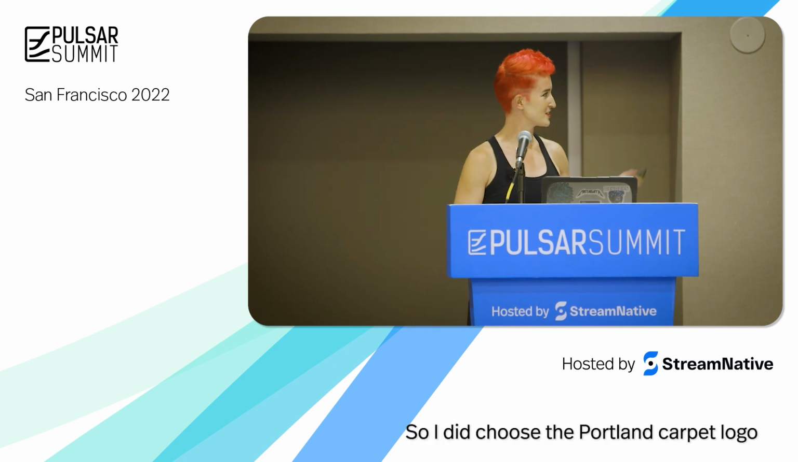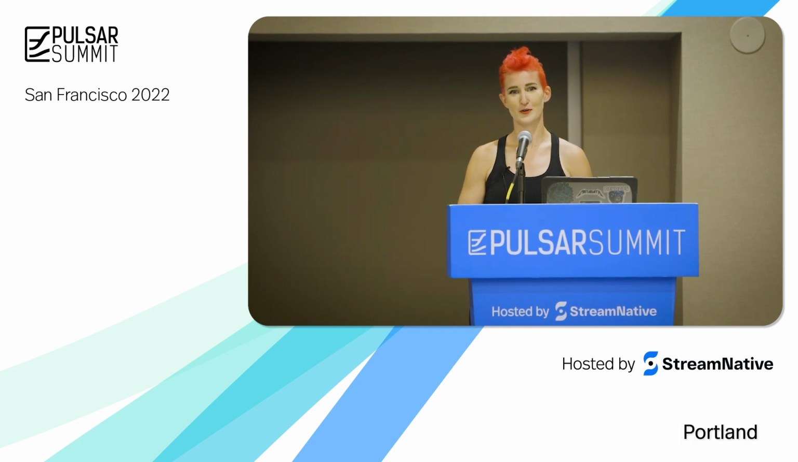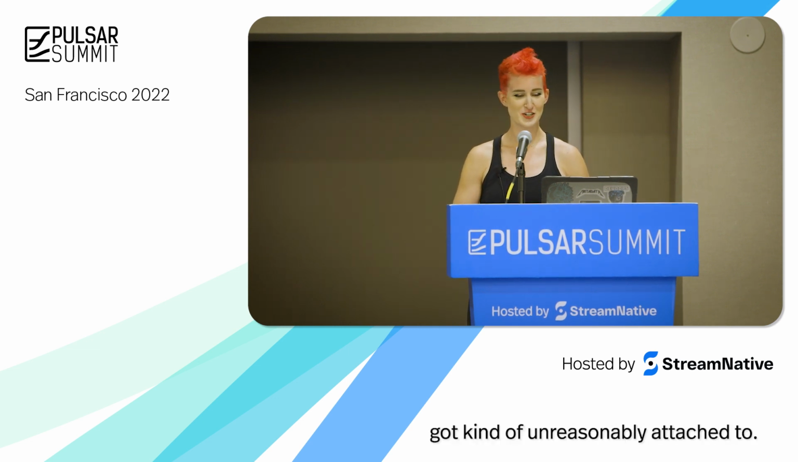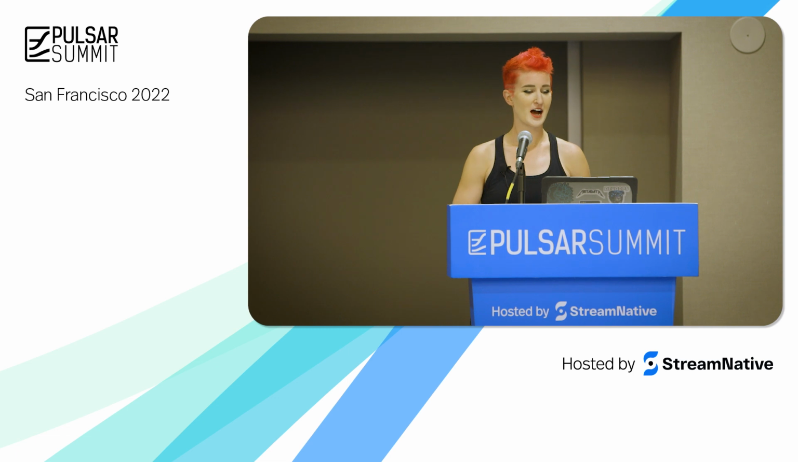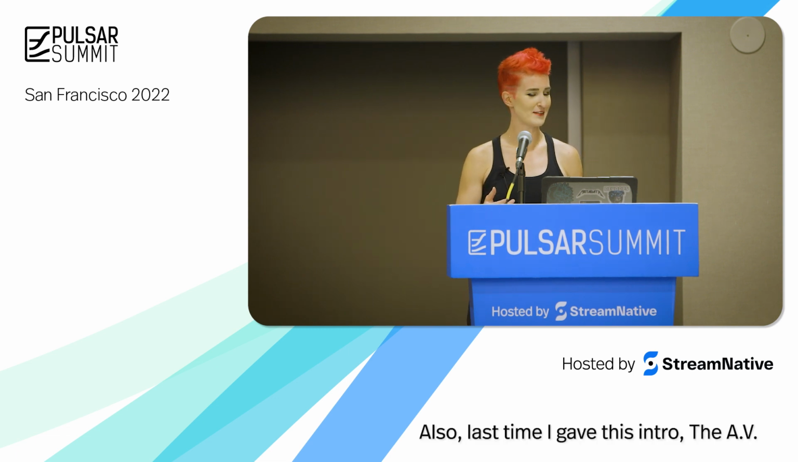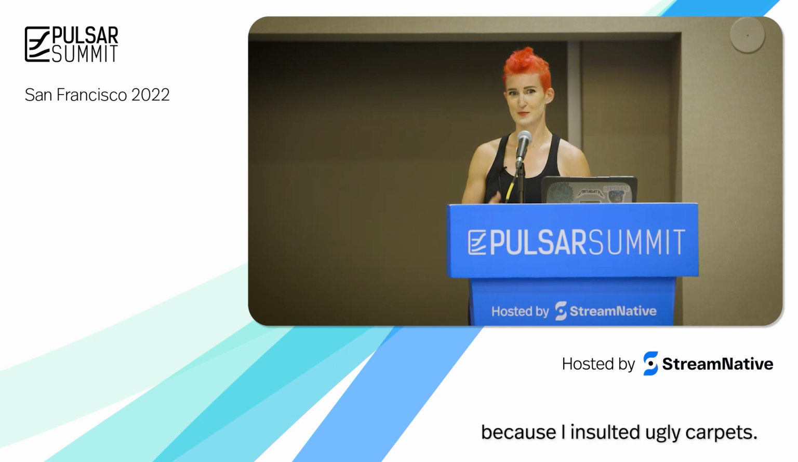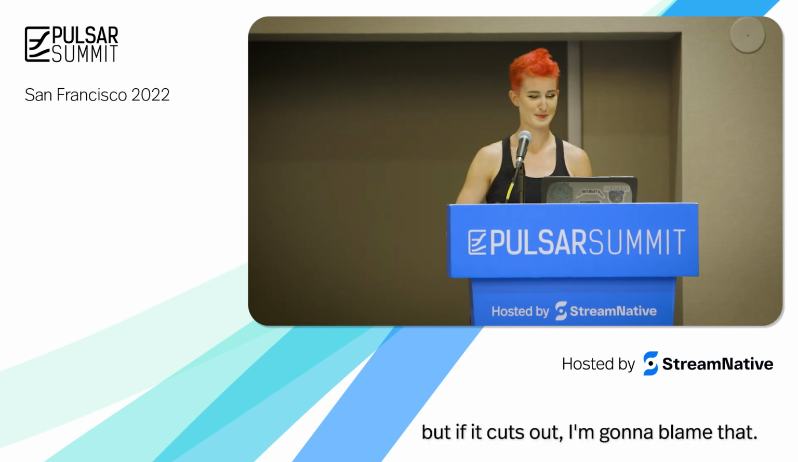So I did choose the Portland carpet logo to represent my hometown. Anyone who's not familiar, Portland had a hideously ugly carpet in the 80s and 90s that people like myself got kind of unreasonably attached to. So of course I'm going to use that to represent Portland. And now that's something you've already learned that's new. Also, last time I gave this intro, the AV cut out at this point, and someone in the audience shouted that it was because I insulted ugly carpets. So this carpet looks pretty nice, so I think we're safe. But if it cuts out, I'm going to blame that.